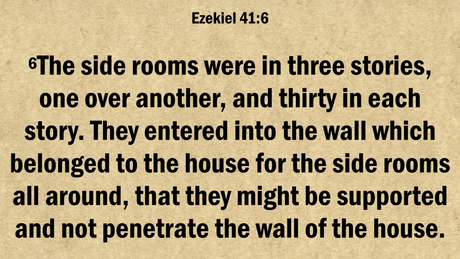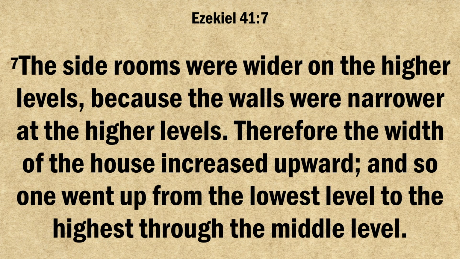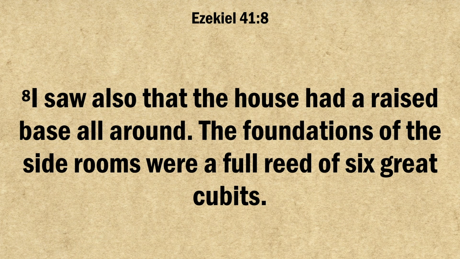The side rooms were in 3 stories, one over another, and 30 in each story. They entered into the wall which belonged to the house for the side rooms all around, that they might be supported and not penetrate the wall of the house. The side rooms were wider on the higher levels, because the walls were narrower at the higher levels. Therefore the width of the house increased upward, and so one went up from the lowest level to the highest through the middle level. I saw also that the house had a raised base all around.